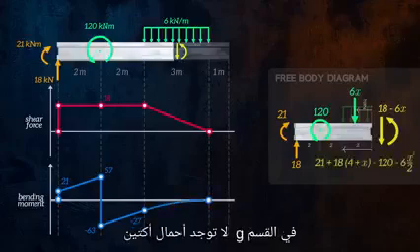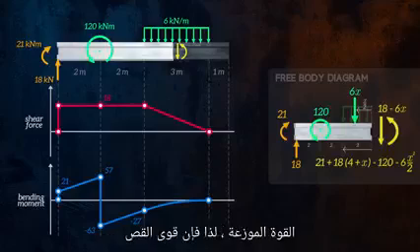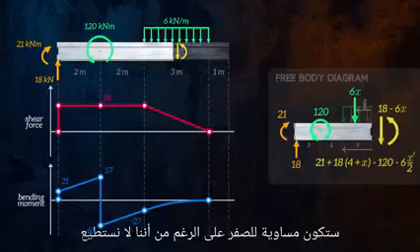No loads are acting on the small 1 meter section to the right of the distributed force, so shear forces and bending moments in that section will be equal to 0.